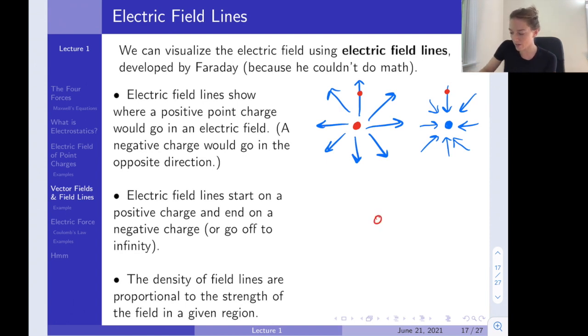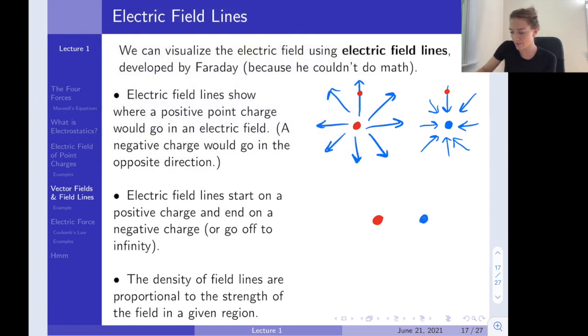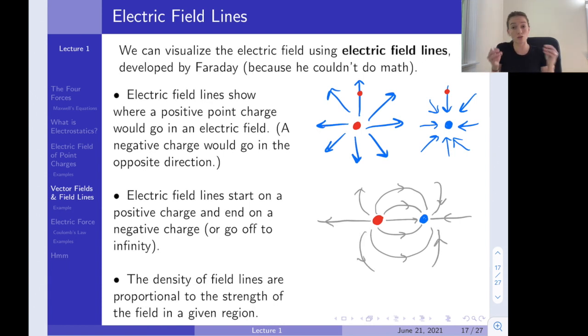Let's say we have two charges, a positive and a negative charge near each other. This is actually a dipole, which we'll talk about later. The field lines for this dipole will be like this. They go from the positive charge to the negative charge, shaped like this, or out to infinity. They go out like that and then they come in. That's what our field lines look like when we have two oppositely charged particles right next to each other.